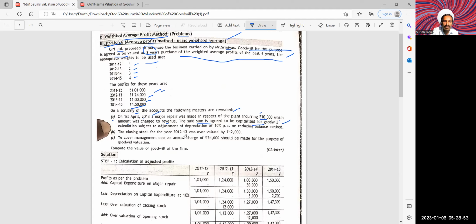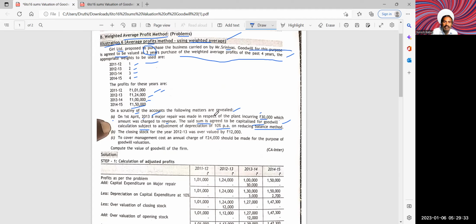Then what else is to be done? Calculation subject to adjustment of depreciation of 10% per annum on reducing balance method. The said sum is agreed to be capitalized for goodwill. That means for the year 2013-14, you adjust 30,000, and at the end of the same year, 10% depreciation on 30,000 is 3,000. So minus 3,000, and next year also minus depreciation. That calculation has to be done.